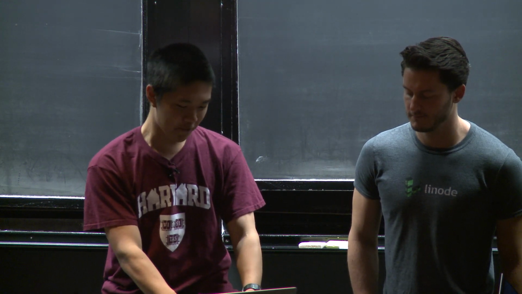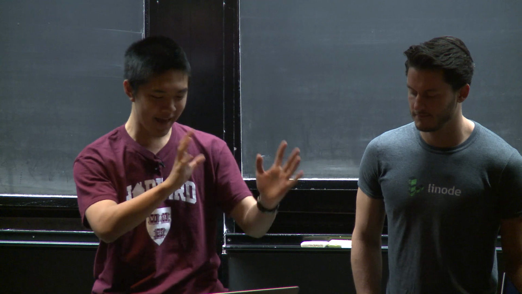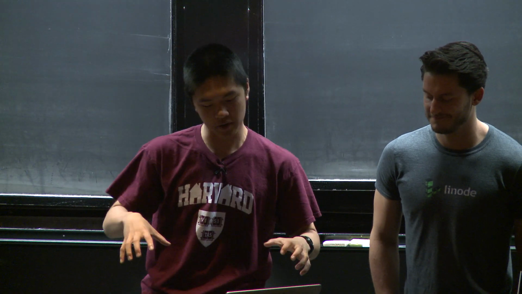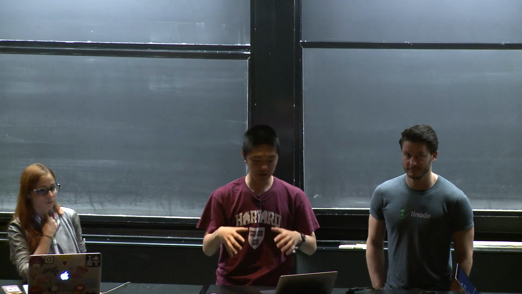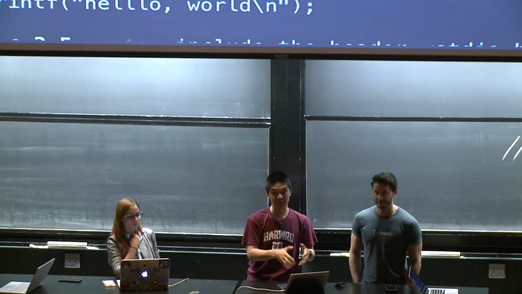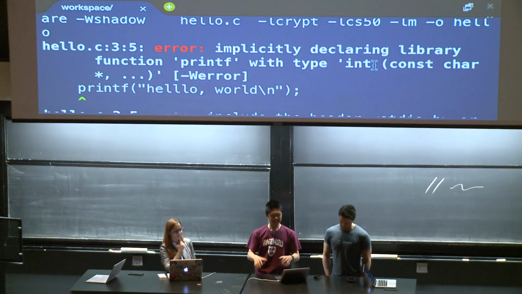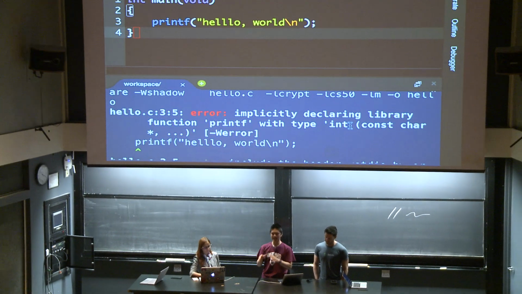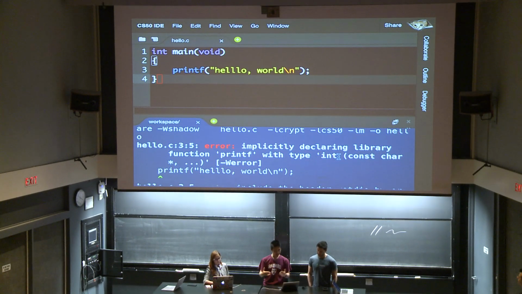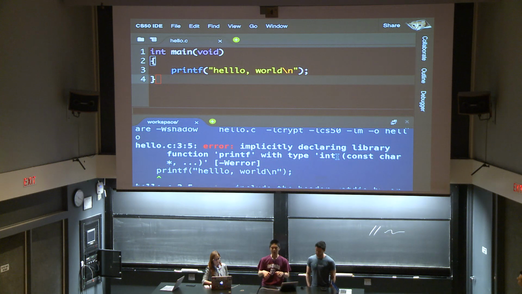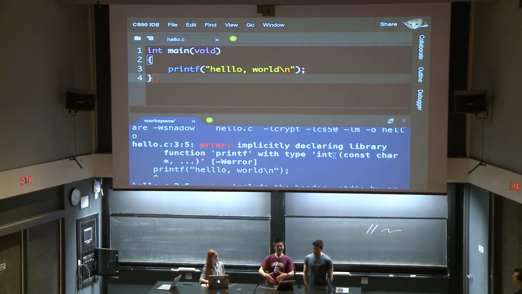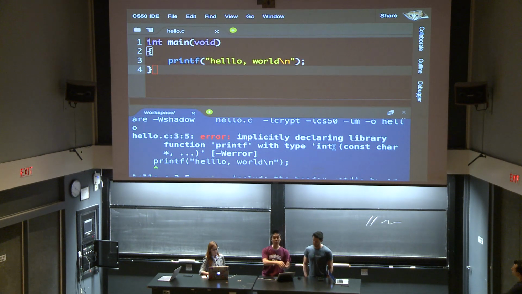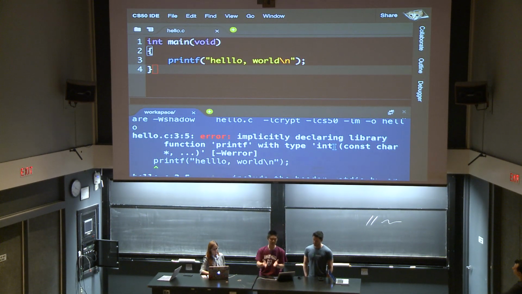I'm reading something about implicitly declaring library function printf with type, and then something complicated that I don't totally understand. These are all things that you will grow to learn over the course of CS50. You'll learn what these error messages mean and how to interpret them. But especially initially, these messages can be cryptic and difficult to understand. So when these situations do arise, we have a tool for you called Help50, whose purpose is to take these error messages, try to understand them, and present you with a more understandable version of those messages.